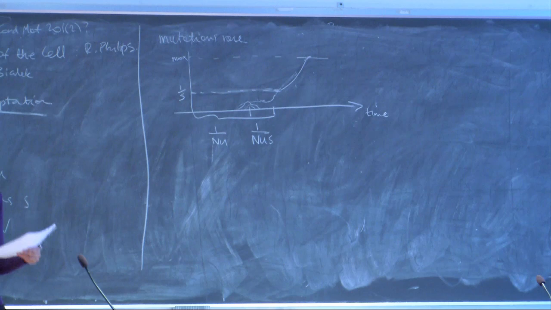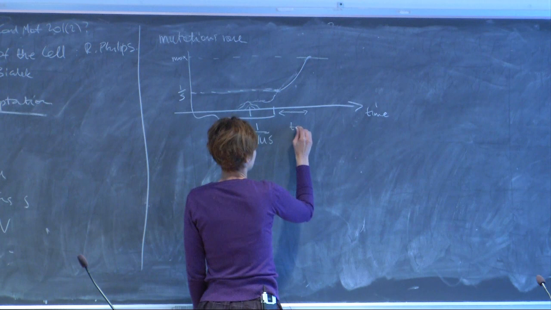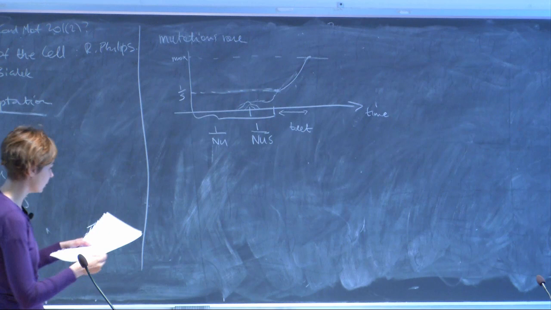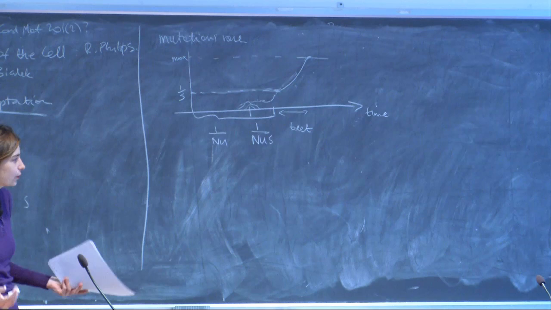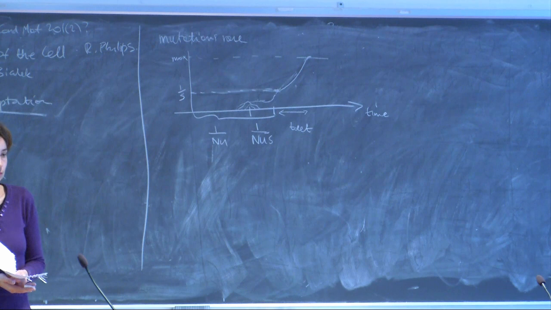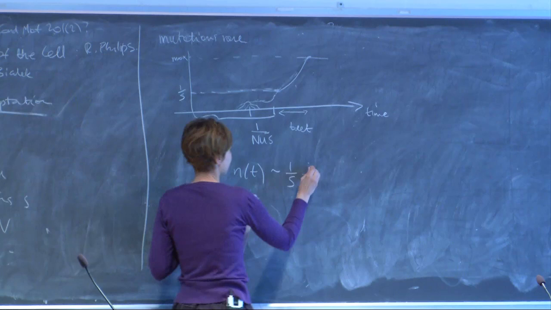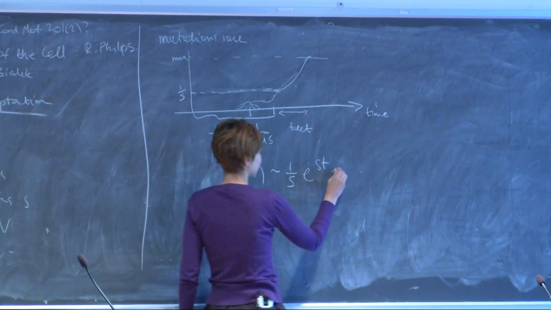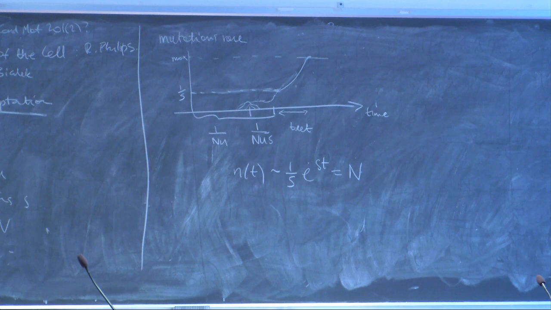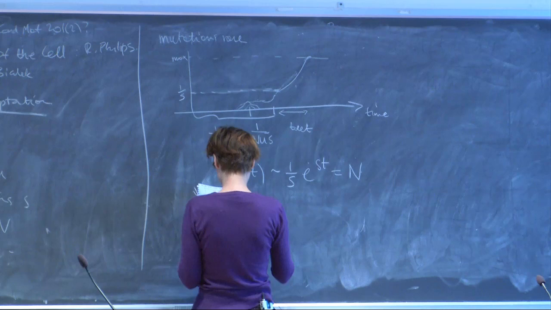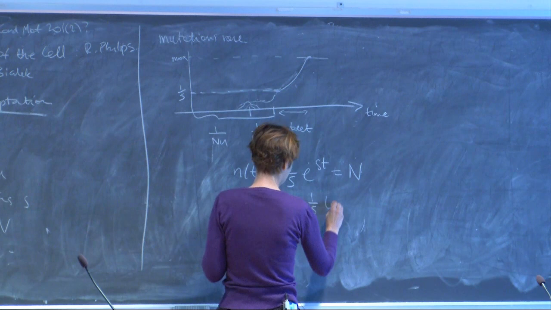So can we now calculate this deterministic time? When it grows deterministically, how does it grow? Exponentially, thank you. So the number of these mutants, which started off as 1 over s, increases exponentially with coefficient s, and we want to ask what is the time after which they'll take over the whole population, which is N. Solving this equation, we get that this deterministic time is 1 over s log Ns.